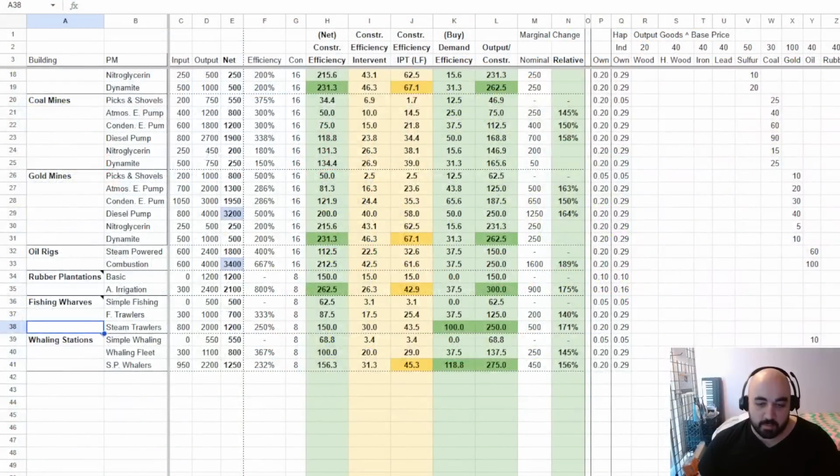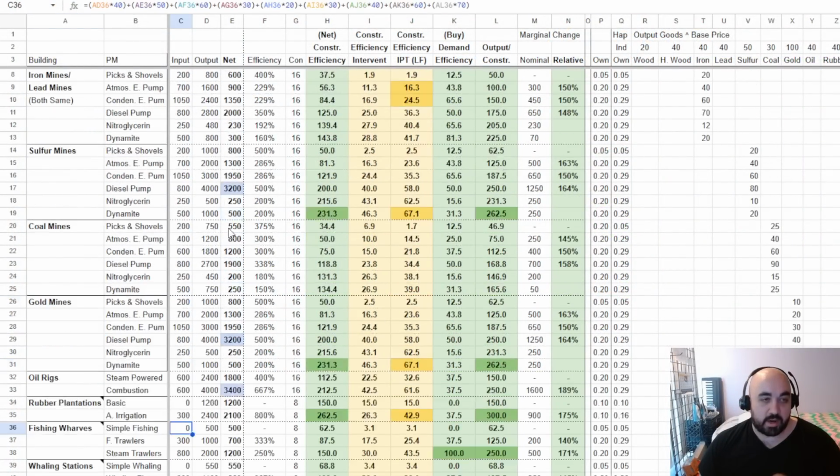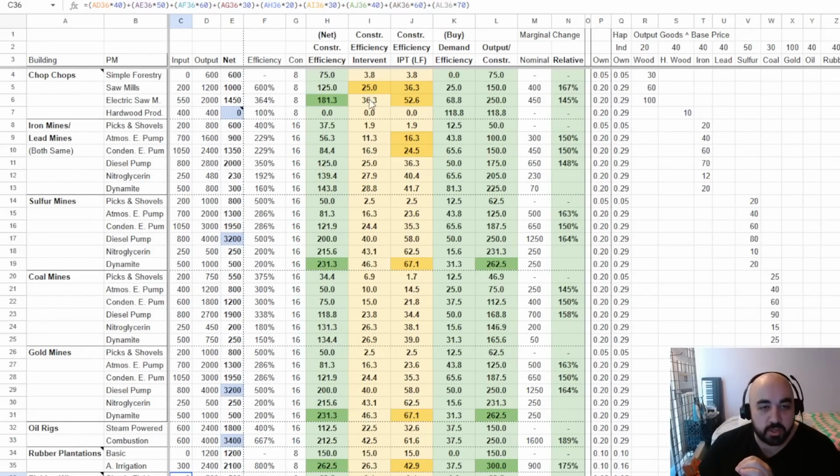So just to summarize and go through it really quick again, we will jump back in here and we'll talk about, for the Chop Chops, extremely good early game.